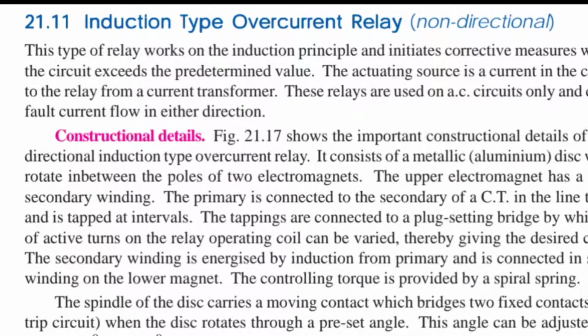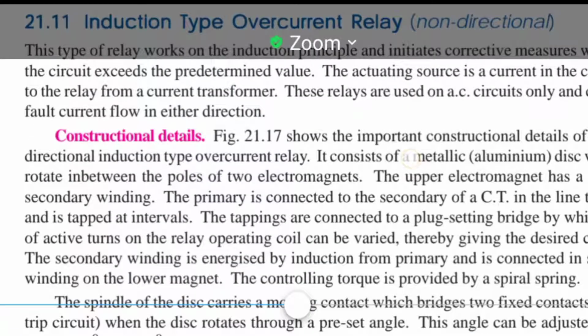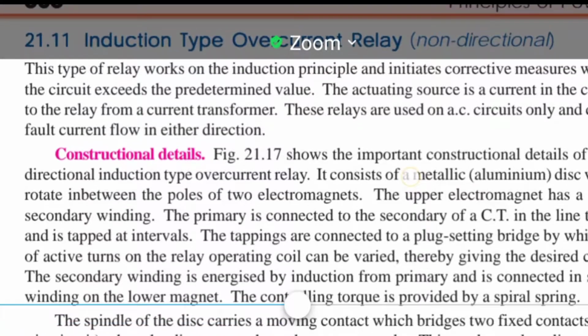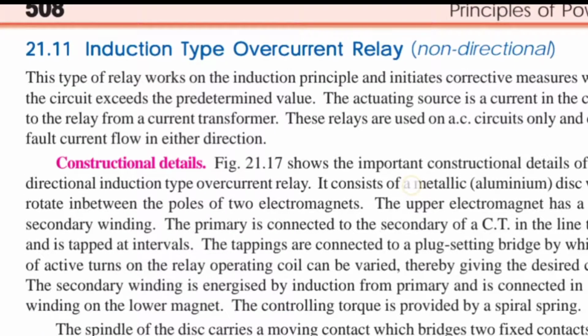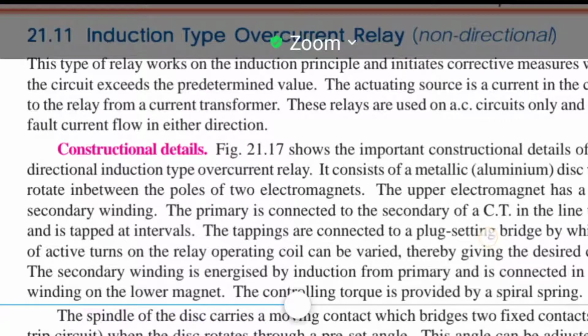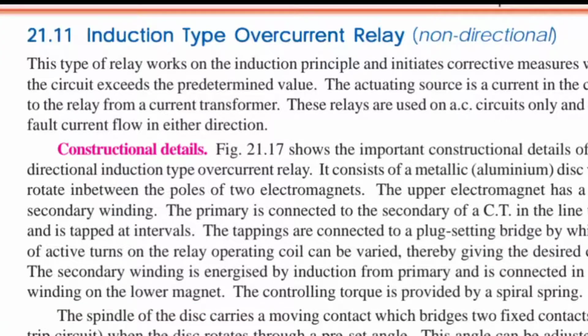Let us see the induction type overcurrent relay, non-directional. The direction of current does not affect the operation of the relay. Non-directional means it is an overcurrent relay of electromagnetic attraction type as well. Whatever the current direction, it will operate. If the current reaches the pickup value, the relay will operate.